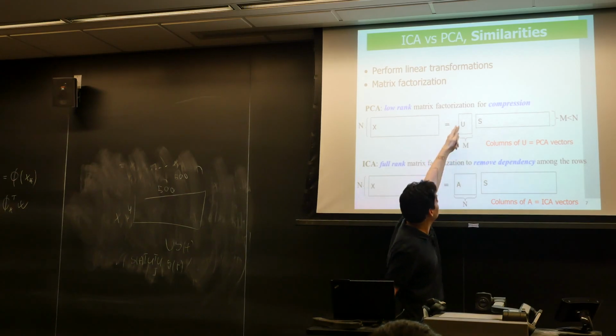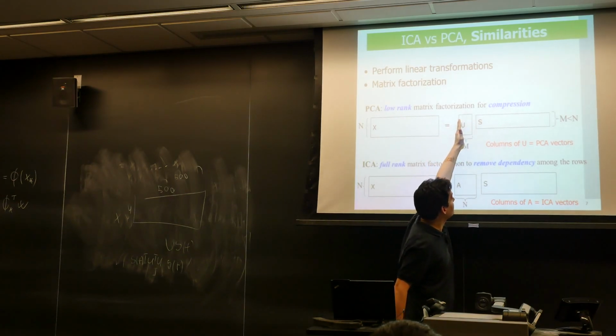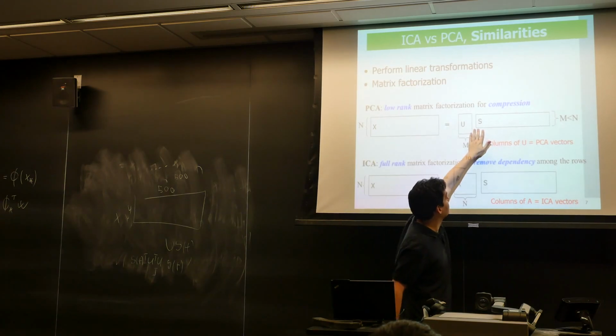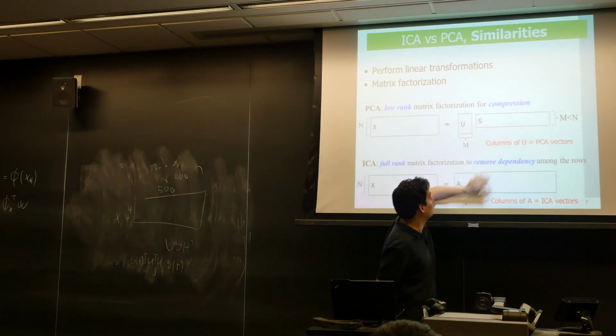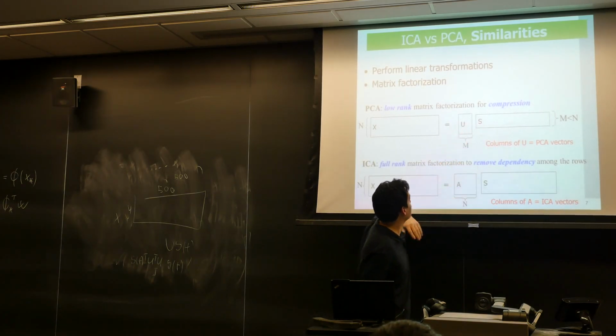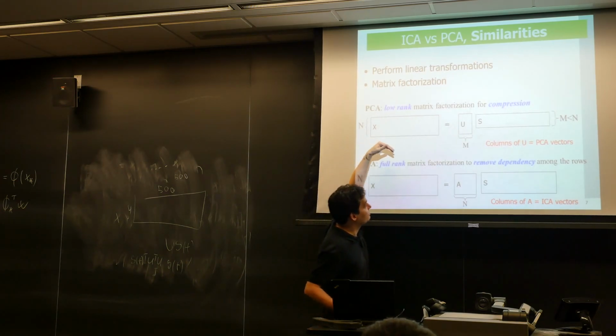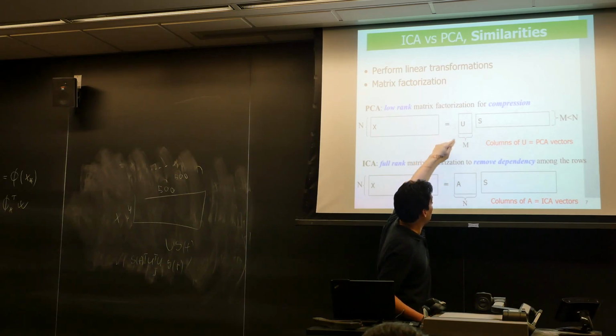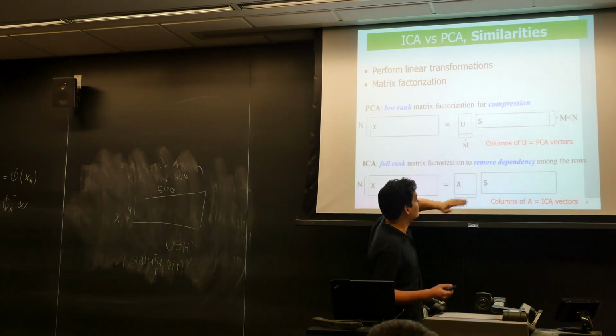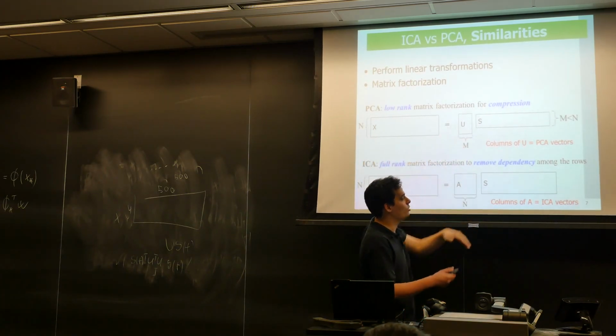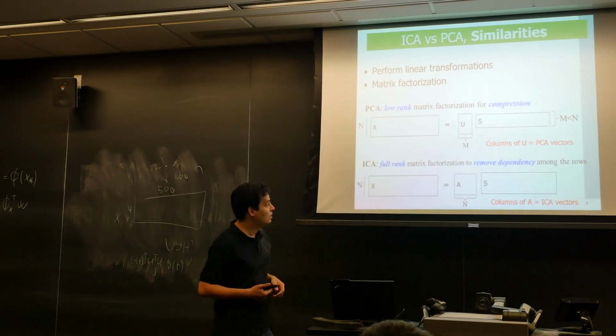So in this case, U can be the principal component vectors, and S were the new coordinates in the coordinate system of the PC vectors. And if the original dimension was n, then we had, say, m principal vectors, where m was less than n. So this is how we compress the data.